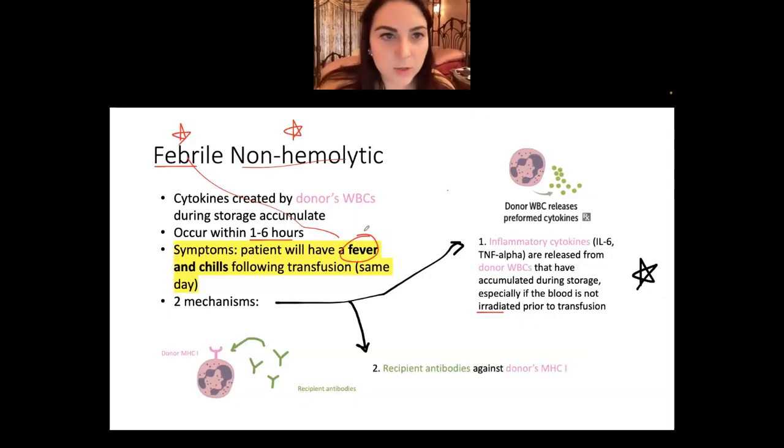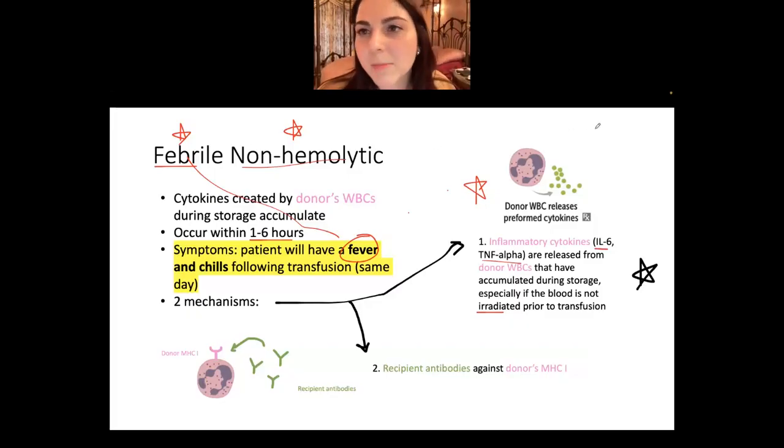So there are two mechanisms. This is the one from First Aid, where the donor white blood cells release these preformed cytokines, and a lot of the time they're inflammatory cytokines, like IL-6, TNF alpha, IL-1. They're accumulating. So if you give it to a patient, they're going to cause fever, right? Because these are pro-inflammatory cytokines. You give basically a blood bag of pro-inflammatory cytokines, you're going to see symptoms of pro-inflammatory cytokine release in the recipient, which is fever and chills.